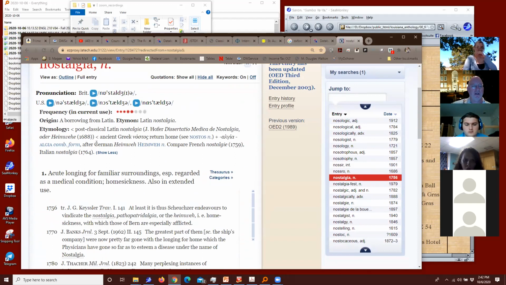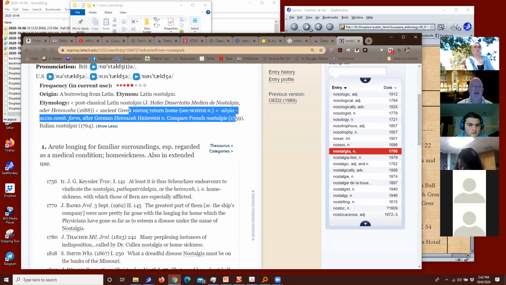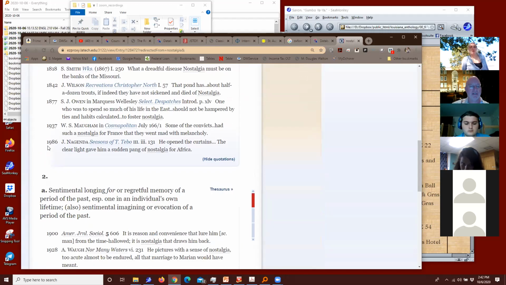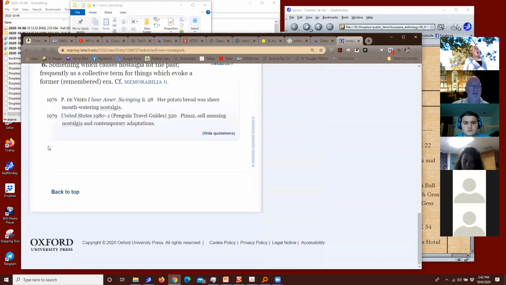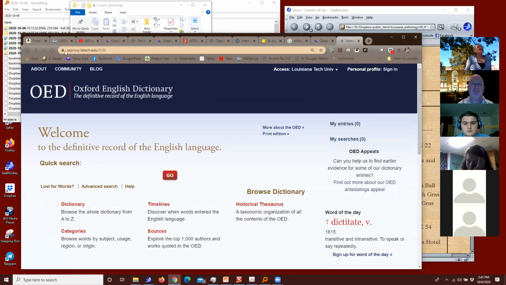Pronunciation, origin, borrowed from Latin, it's post-classical. Oh, way post-classical if 1688 is the earliest word, but it's not formed from Latin, it's formed from the Greek nostos and algia. And because you now know Greek, at least the alphabet, you can read that. 1756, 1900, 1976. So it's a fairly recent word formed from ancient Greek. And so work in at least one quote from the OED.